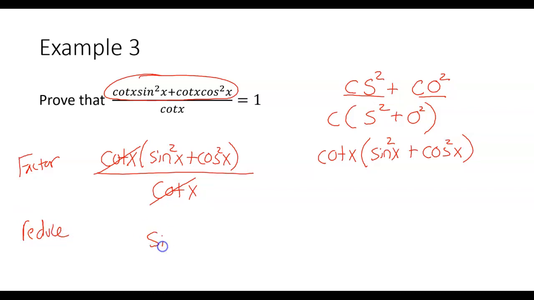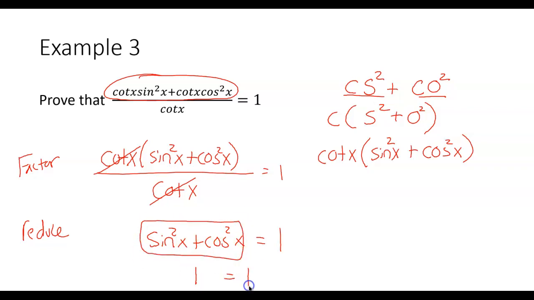And all we're left with now is sine squared x plus cosine squared x equals 1. And how the heck am I going to get this to equal 1? Well, it's a Pythagorean identity. That actually equals 1. And now I got the two sides the same, and so we're done. So I used a Pythagorean identity there.